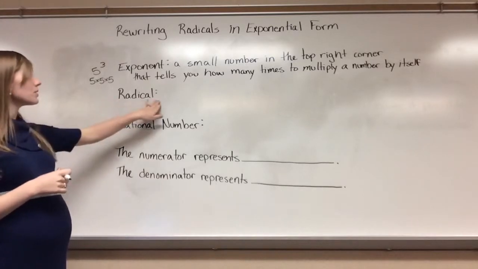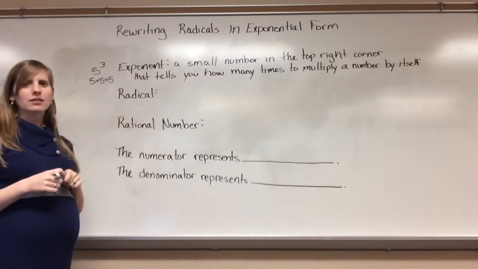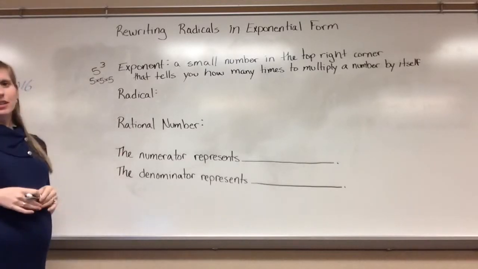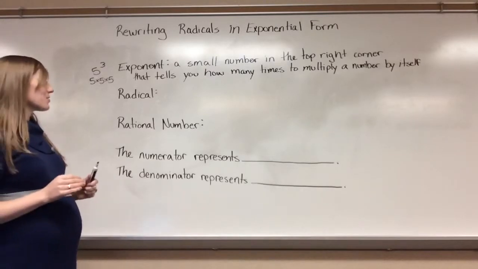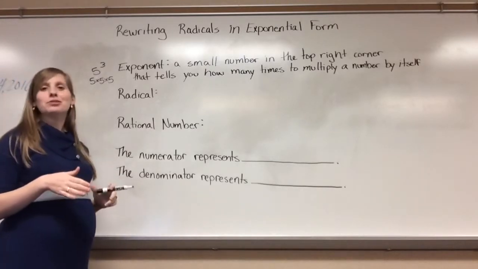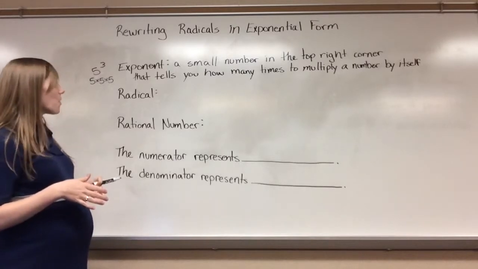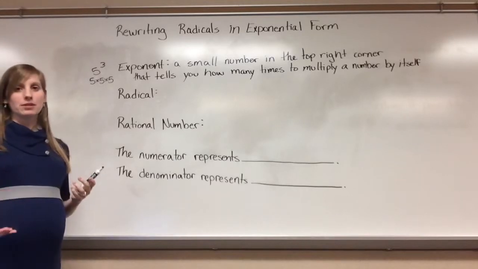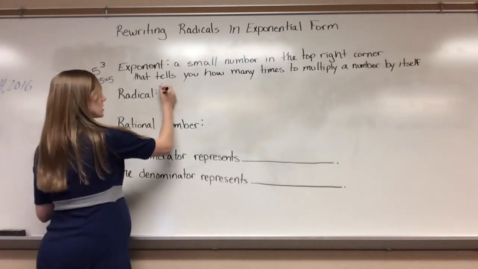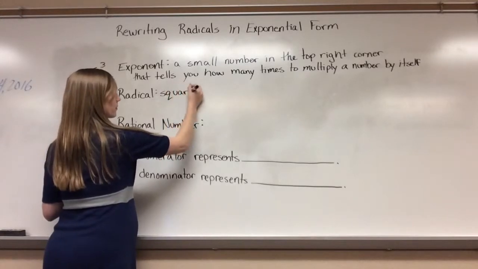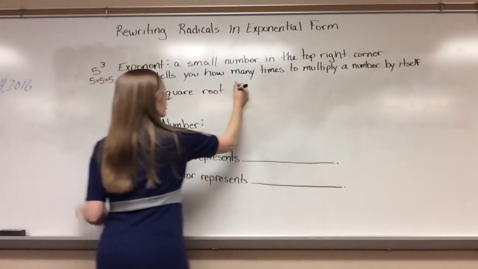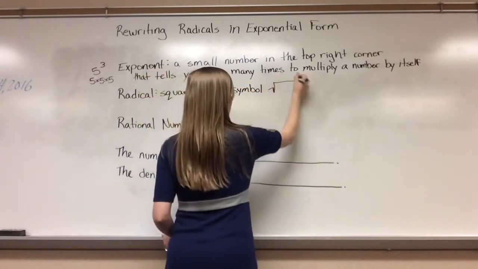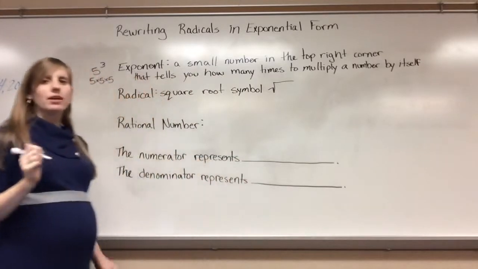Our next word is probably one that you haven't heard as often. It's the word radical. The math definition for the word radical is different from our usual use of that word. A radical is actually another term for the square root symbol. It's a more general term than just saying square root. So it looks like this. That's what the radical is.